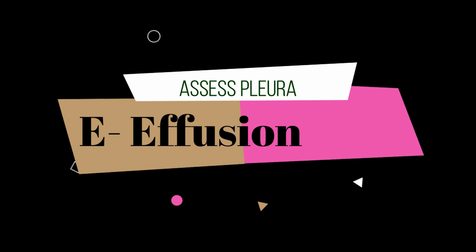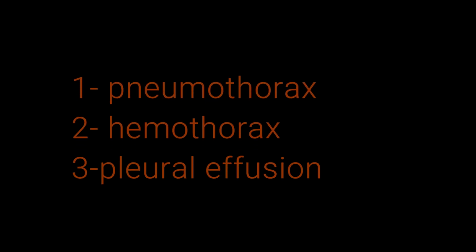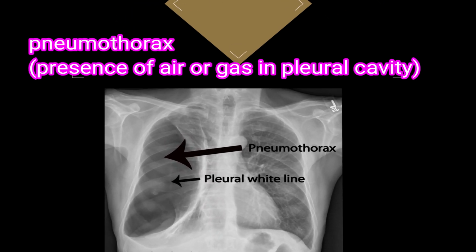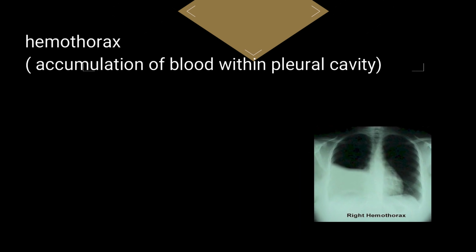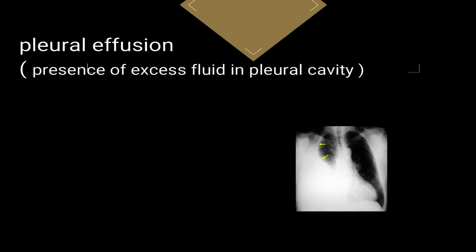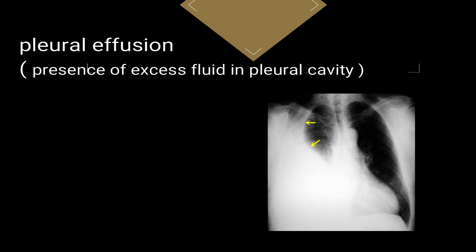E for effusion. Basically you will assess pleura in this step to see problems related to pleura such as pneumothorax, hemothorax, and pleural effusion. Pneumothorax is presence of gas or air in pleural cavity. Hemothorax is accumulation of blood within the pleural cavity, and pleural effusion is basically presence of excess fluid in pleural cavity.